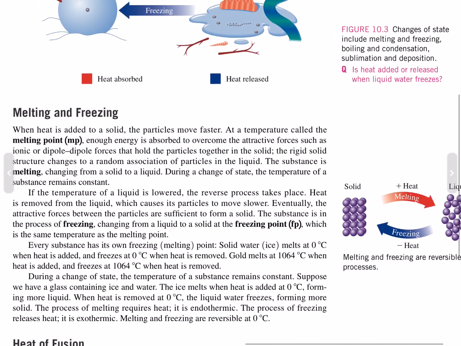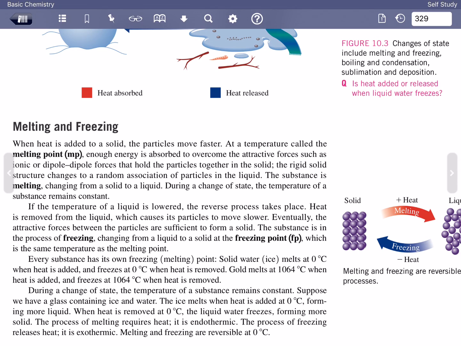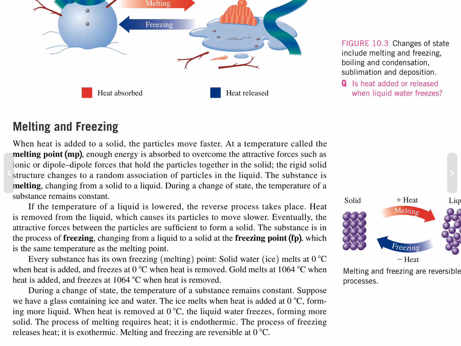Melting and freezing. When heat is added to a solid, the particles move faster. At a temperature called the melting point, enough energy is absorbed to overcome the attractive forces, such as ionic or dipole-dipole forces, that hold the particles together in the solid, and the rigid solid structure changes to a random association of particles in the liquid. The substance is melting, changing from a solid to a liquid. During a change in state, the temperature of a substance remains constant.